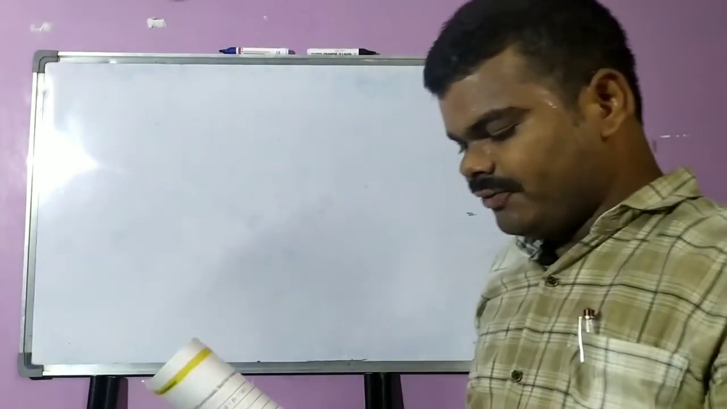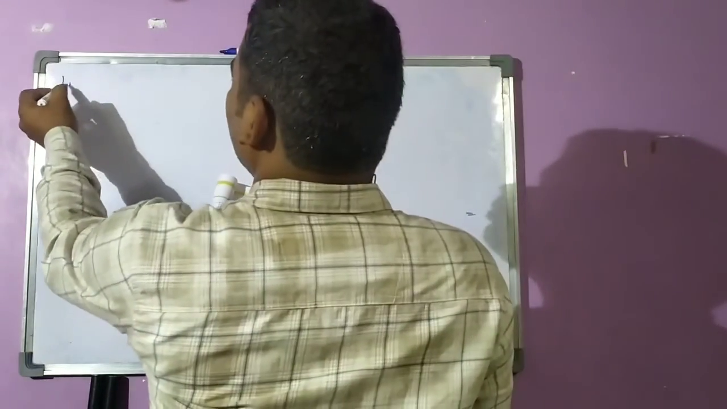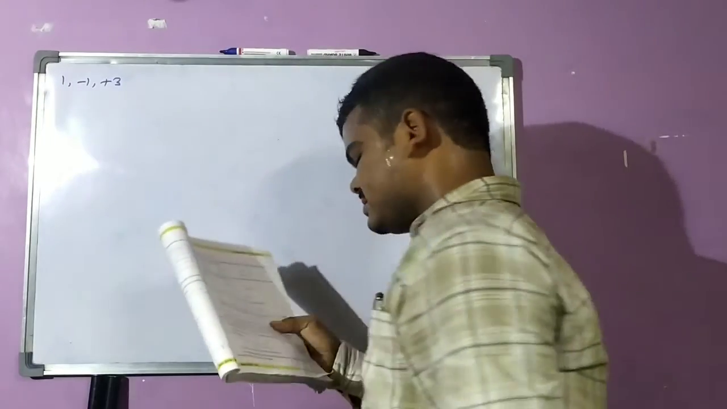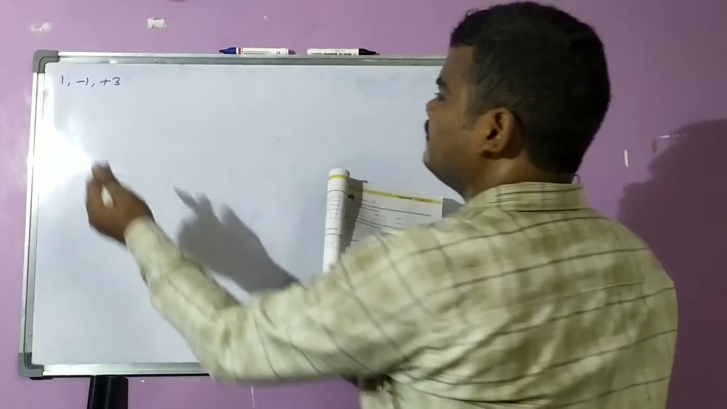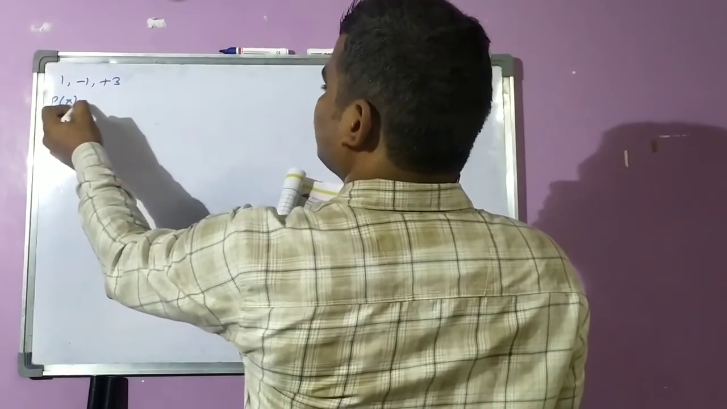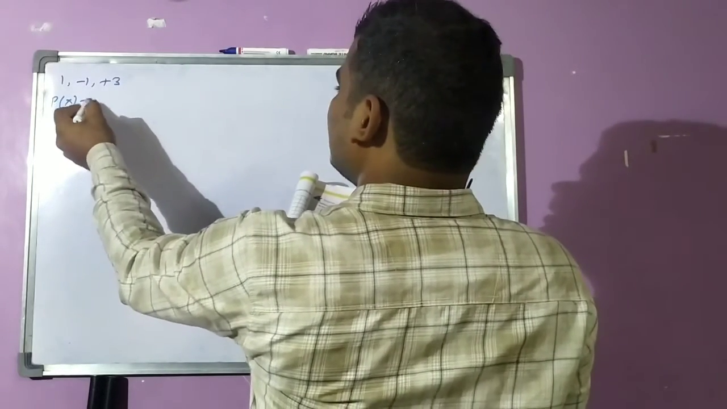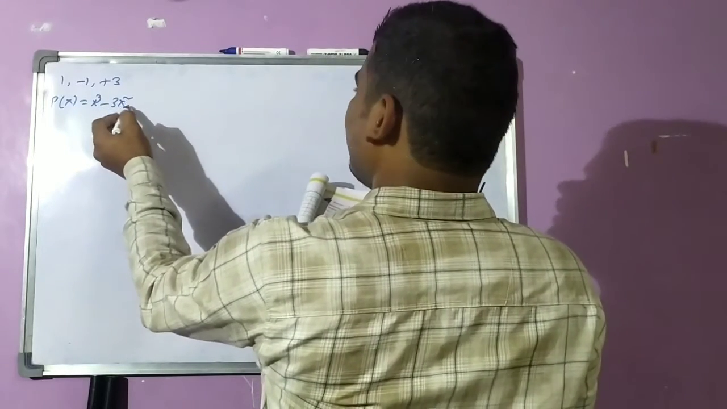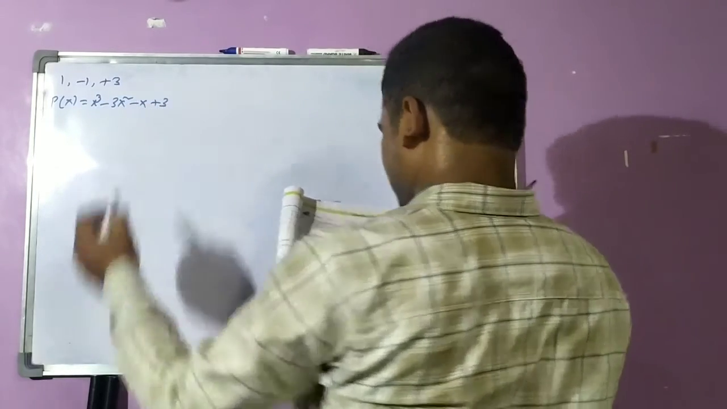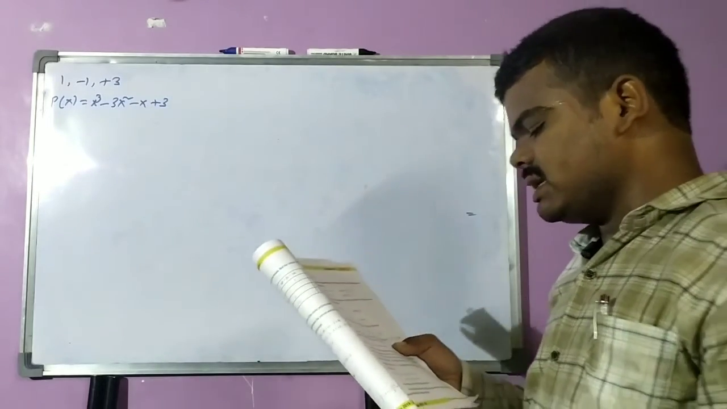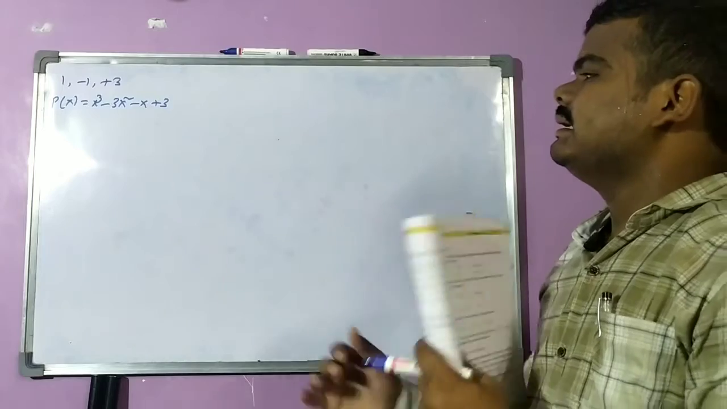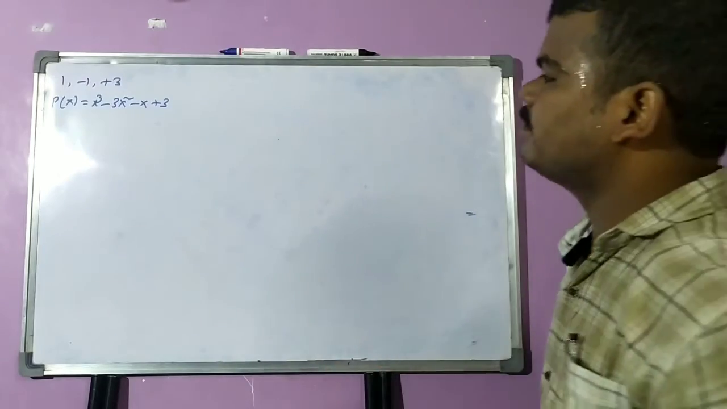Last one. Verify that 1, minus 1 and 3 are the zeros of the cubic polynomial p of x, x cube minus 3x square minus x plus 3, and check the relationship between the zeros and coefficients. See, this is one of the most important.